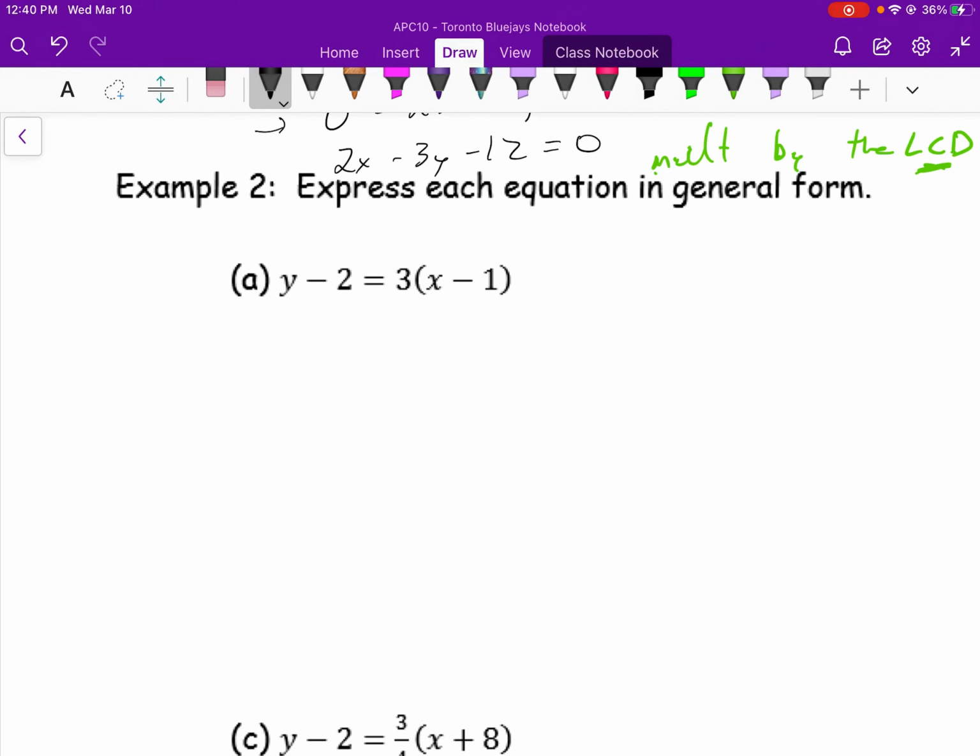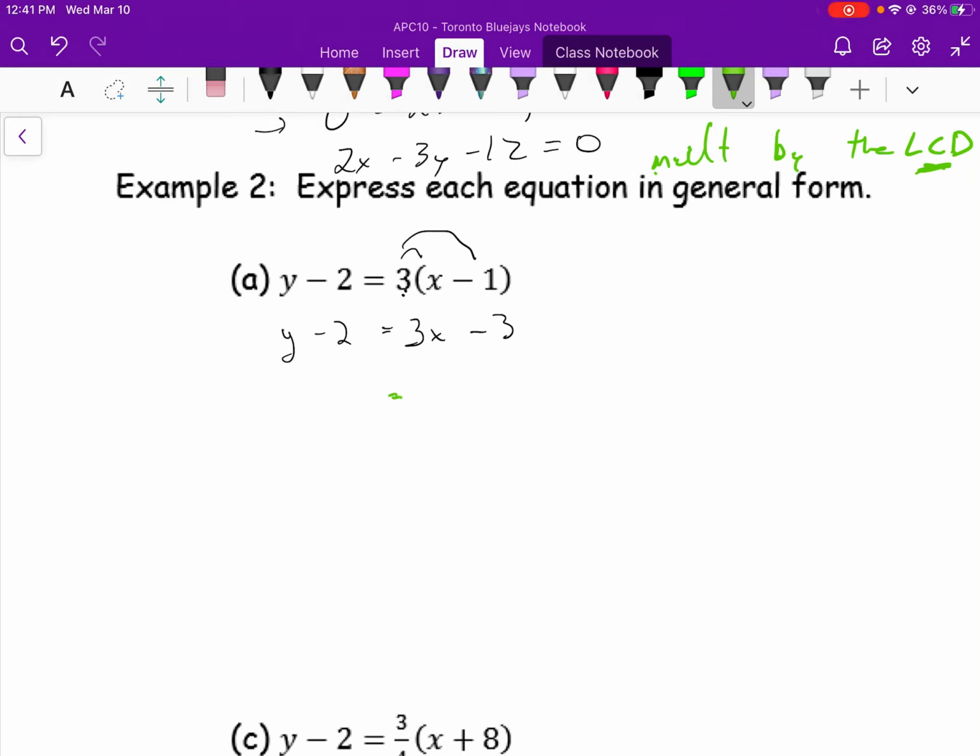Let me take a look at this first one. y minus 2 is equal to 3 times (x minus 1). I notice that 3 is being multiplied to a binomial, so the first thing I'm going to do, not necessarily all the time, is distribute that multiplication to both terms. 3 times x is 3x. 3 times negative 1 is negative 3. So there we have it: y minus 2 is equal to 3x minus 3.